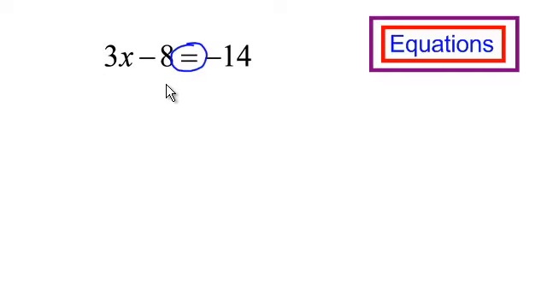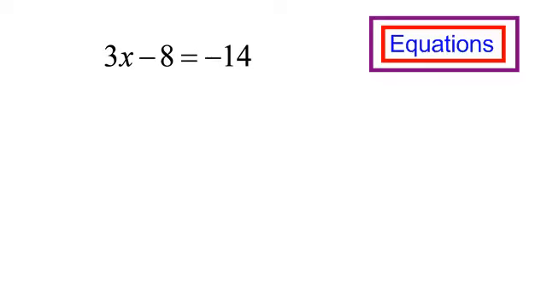This is saying that both sides are equal. So I can do anything I want to, as long as I can do it to both sides. I could add 100 to this side, as long as I added 100 to the other side. Of course, that's not going to help me very much. I'm trying to get the variable all by itself. So, let's start with this equation.